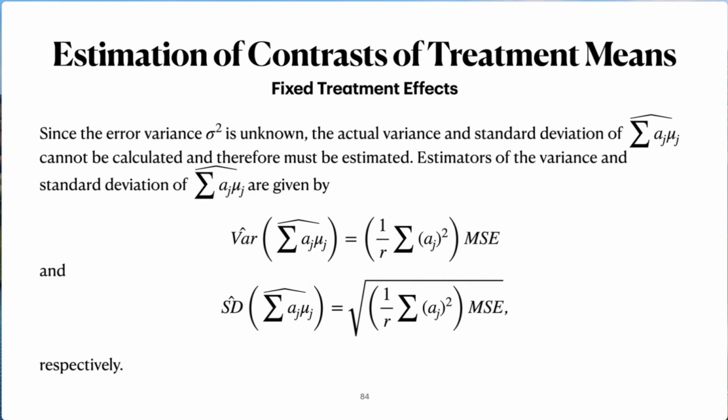Since the error variance, sigma squared, is unknown, the actual variance and the actual standard deviation of our point estimator of the contrast cannot be calculated, and therefore must be estimated. We have an estimator of sigma squared: the mean squared error from the analysis of variance table. So we can come up with an estimator for the variance of this point estimator, as well as the estimated standard deviation, by replacing the unknown sigma squared by its estimate, the mean squared error.